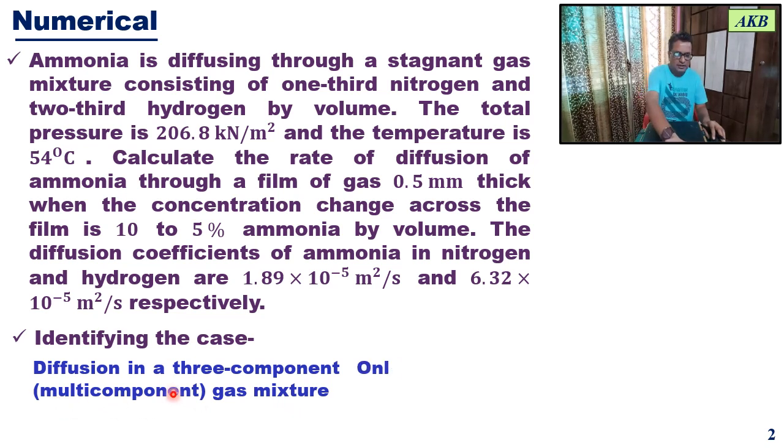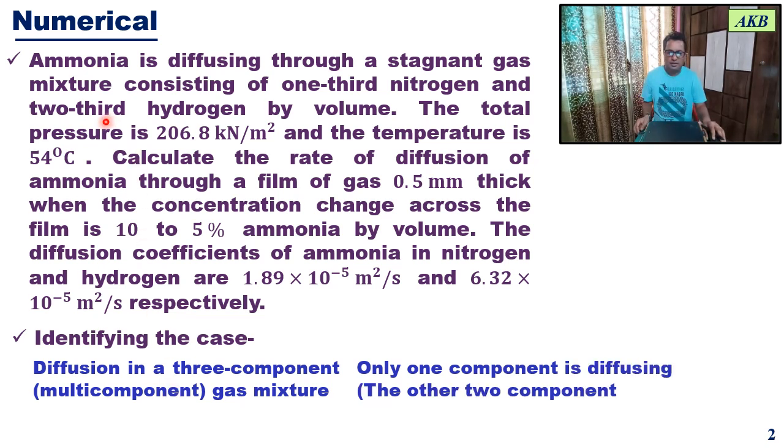The other thing that we have to note over here is, if you read it, what they are saying is ammonia is diffusing through a stagnant mixture. So ammonia is the diffusing component, and it is diffusing through a stagnant mixture. The mixture of remaining 2 components is stagnant. The mixture of remaining 2 components is not diffusing. So that we have identified over here. Only one component is diffusing. The other 2 components are stagnant. So now the case is clear to us.